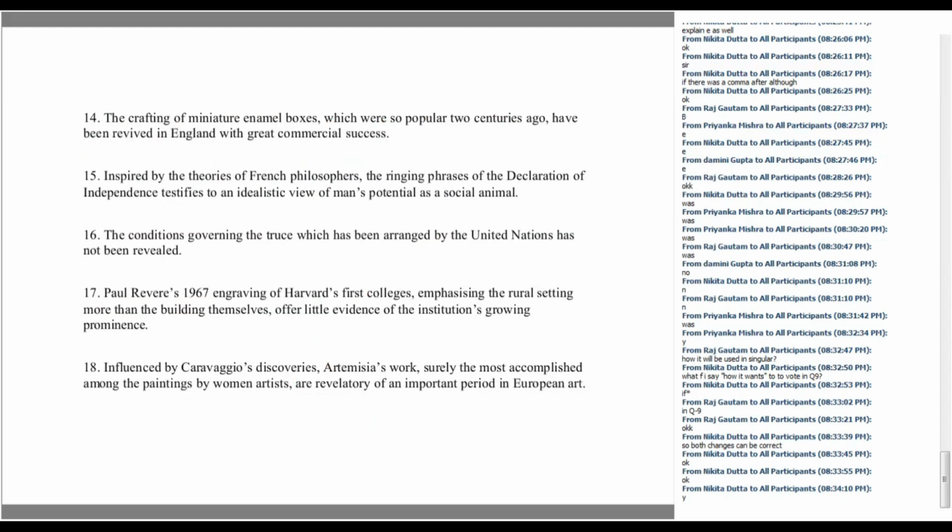Number 14. The crafting of miniature enamel boxes, which was so popular 2 centuries ago. I'm actually talking about the crafting. My subject is the crafting. All this is extra information about the crafting. So if I remove all this, my subject is singular. I'll have to use a singular verb. Has been revived in England with great commercial success.